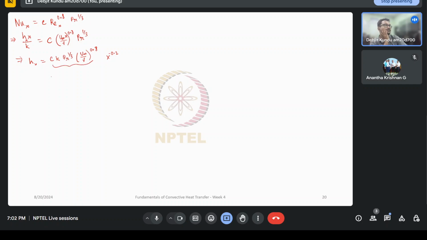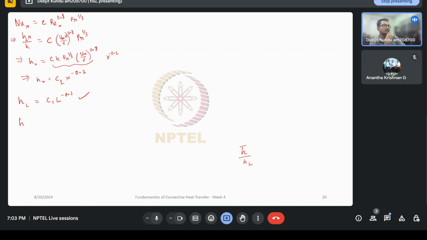I'll club all these constants again. So hx basically becomes C1 into x power minus 0.2. So now what I finally need is the h bar over hL. So hL I can simply find out from here that it should be C1 into L power minus 0.2. So I got the denominator.